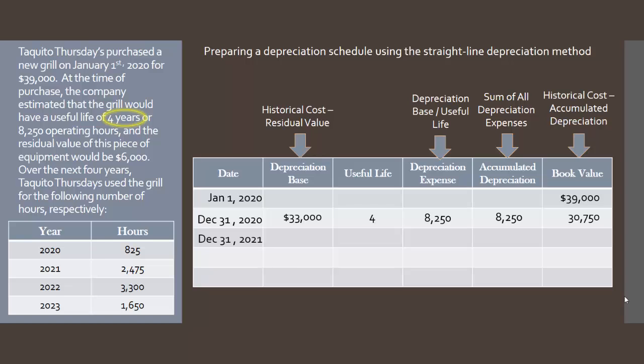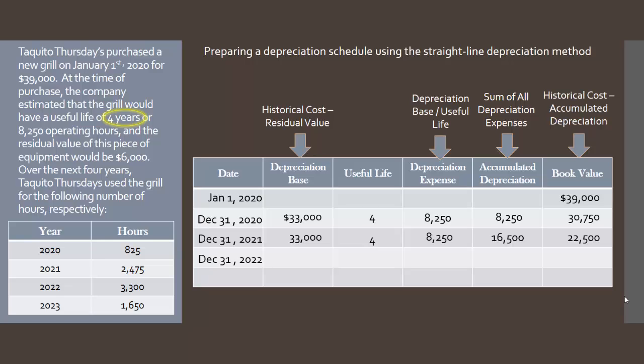On December 31st of 2021, the end of the second year that we had it, the depreciation base does not change, nor does the useful life, which means we're going to record the same depreciation expense. Again, in straight line method, you take away an equal portion each year. So now our accumulated depreciation, we've recorded an $8,250 depreciation expense twice, which means it's up to $16,500. Reducing this grill's book value down to $22,500, the $39,000 historical cost minus the $16,500 in accumulated depreciation we have at the end of 2021.